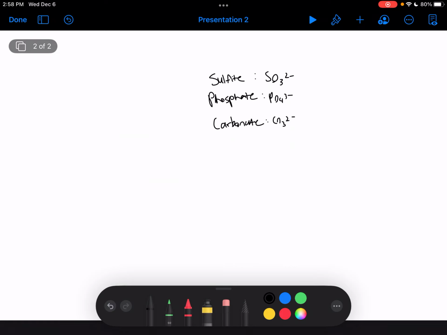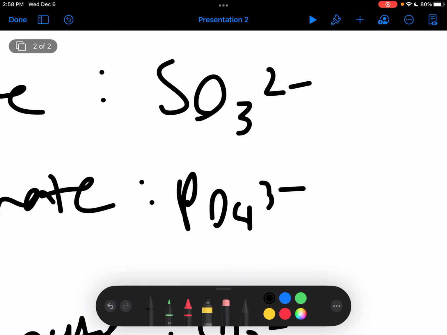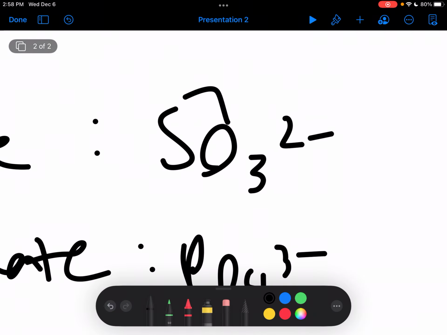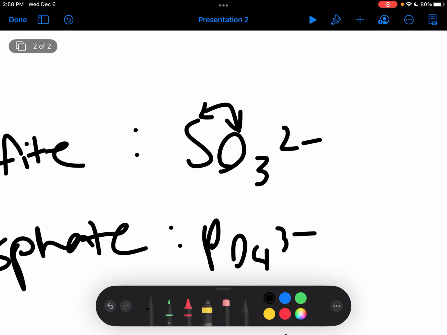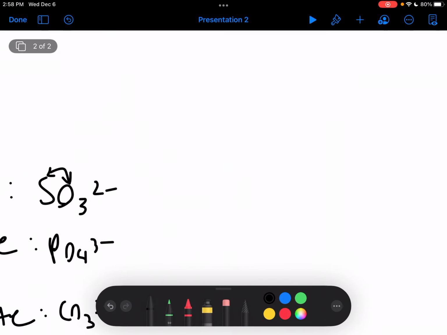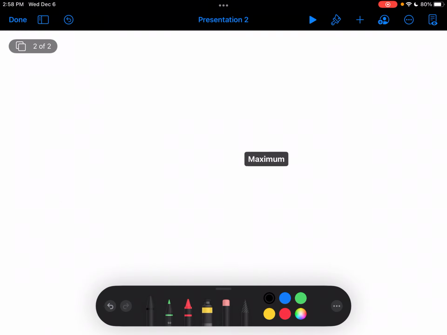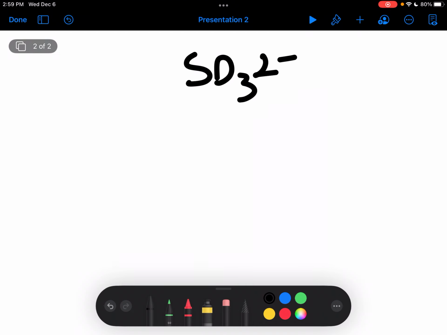So these polyatomic ions are always together. As you see, they have multiple components, but they're covalently bonded. So let's start with sulfate. So for sulfate, you have SO3 2 minus.